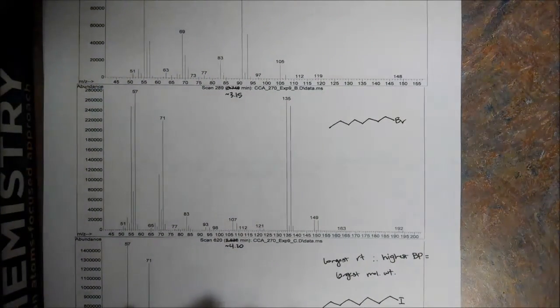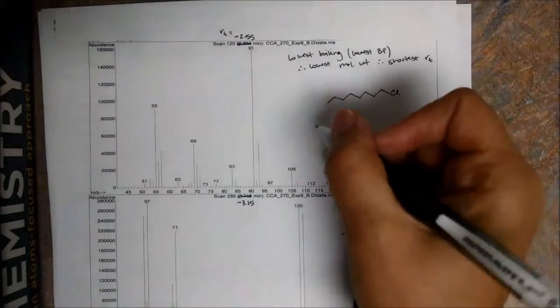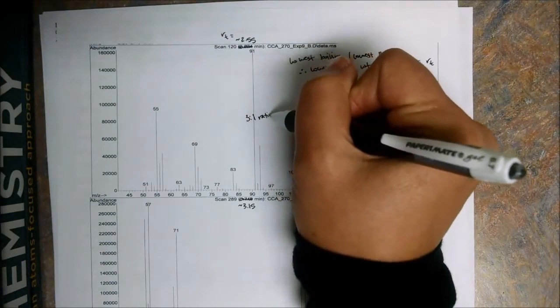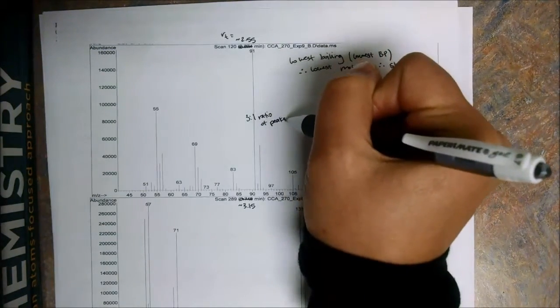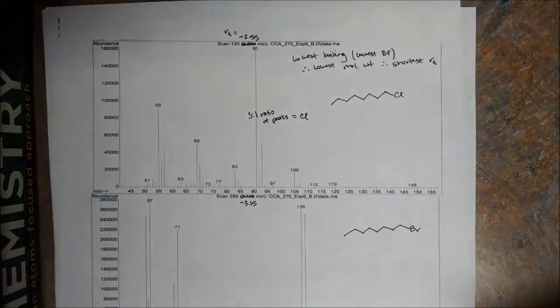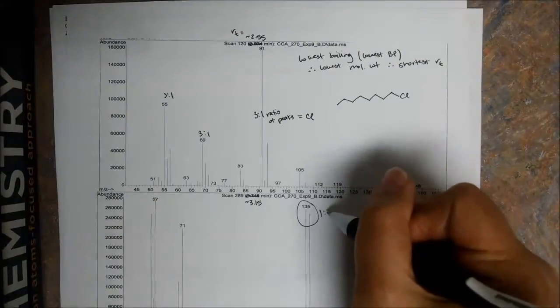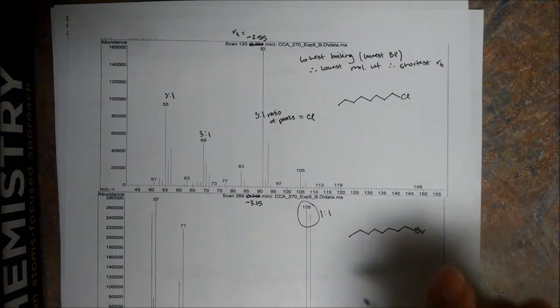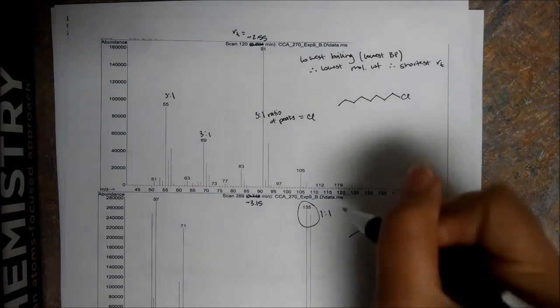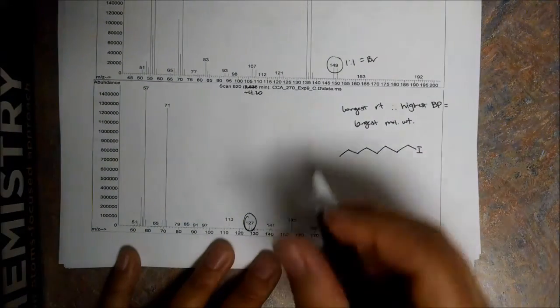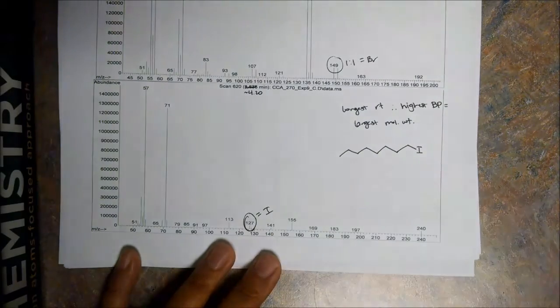Obviously the spectra make sense, because here you can see we have a 3-to-1 ratio of peaks. This corresponds to a chloride. 3-to-1 over here, 3-to-1 over here. Here is our 1-to-1, 1-to-1, 1-to-1. This is why it definitely equals the bromide. And let's see if we can find our little iodide down here. Look at that, iodide. Equals iodide.